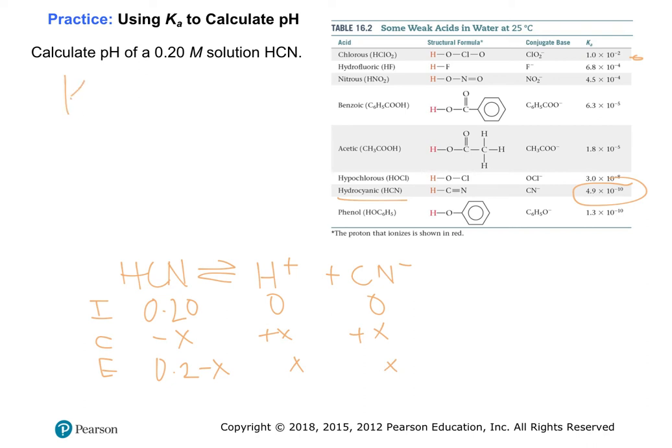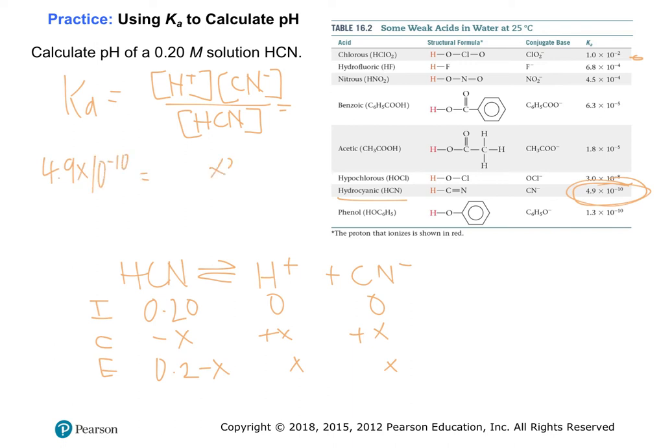So we're going to have our Ka, let's do our equilibrium expression. It's going to be our hydrogen and then our cyanide, divided by hydrocyanic acid. And this whole thing equals 4.9 times 10 to the negative 10. So let's plug that in. 4.9 times 10 to the negative 10 equals x squared over 0.2 minus x.